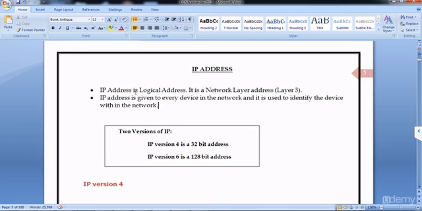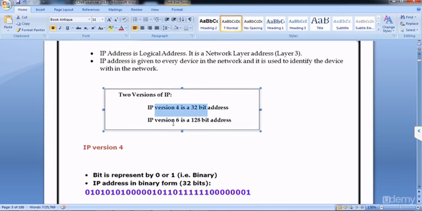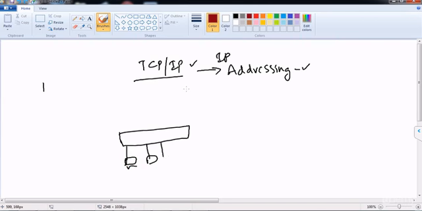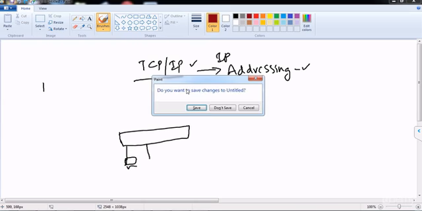So an IP address is a logical address given to each and every device in the network, which identifies each and every device. And there are two versions of IP addressing. We have IP version 4 and we have something called IP version 6. Let us move on with the different versions. First, let us try to understand the different versions here.